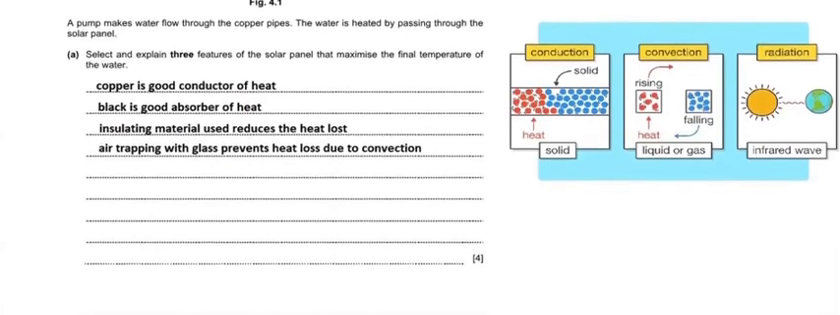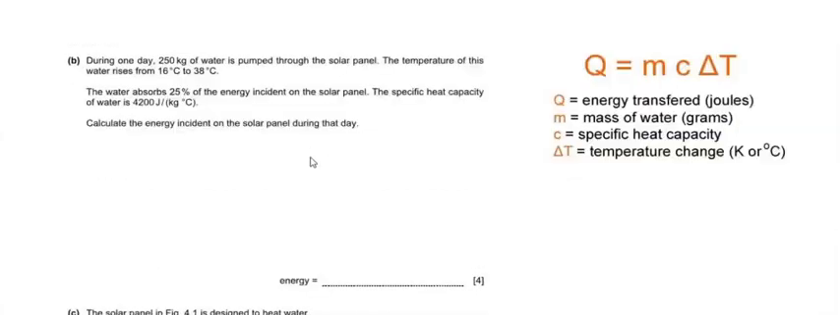Now we will move towards the part B. So here is the part B of the question. During one day, 250 kg of water is pumped through the solar panel, and the temperature of this water rises from 16 degrees Celsius to 38 degrees Celsius. The water absorbs 25% of the energy incident on the solar panel. The specific heat capacity of the water is 4200 joule per kg per degree Celsius. Calculate the energy incident on the solar panel during that day.